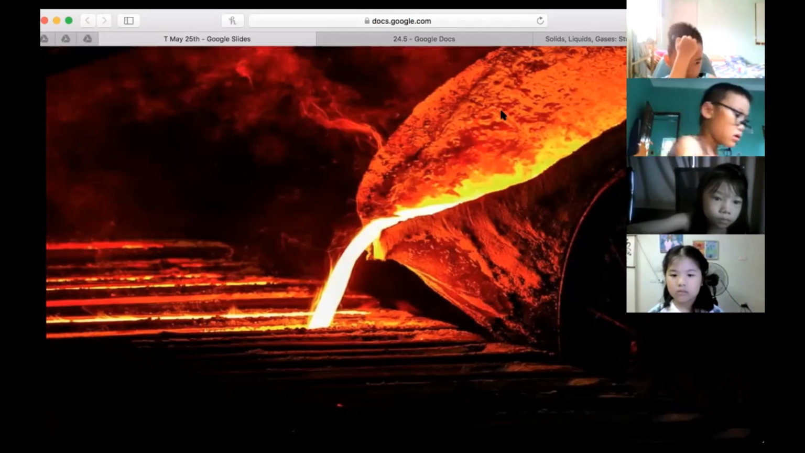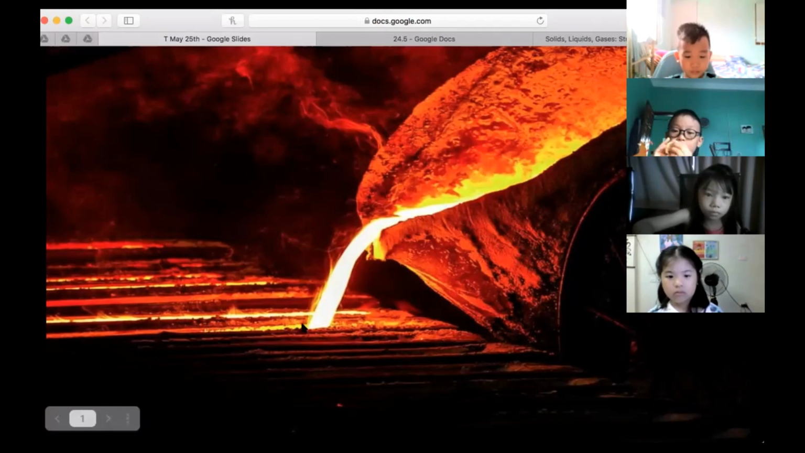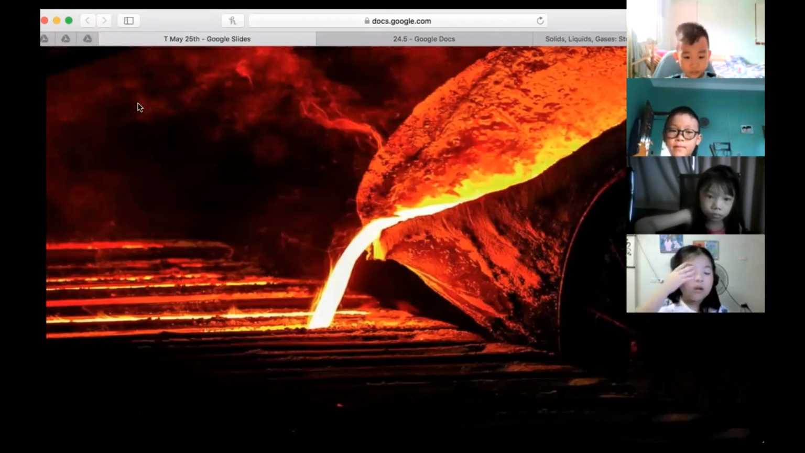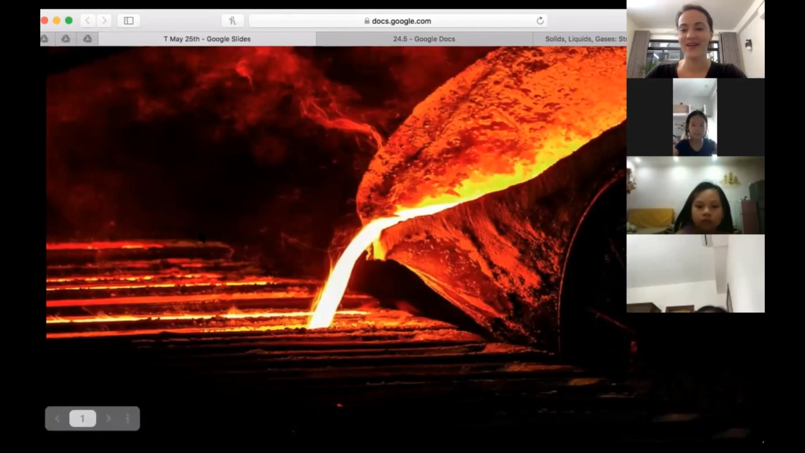Why do you think they're pouring this liquid metal? What do you think? Taylor, why do you think they're pouring this liquid metal? Not sure? Who has a guess? Taylor, you've changed your mind. Go ahead, Taylor. I think they put the metal liquid on something because they want to make it turn into metal. Yeah, they want the metal to turn into this shape.